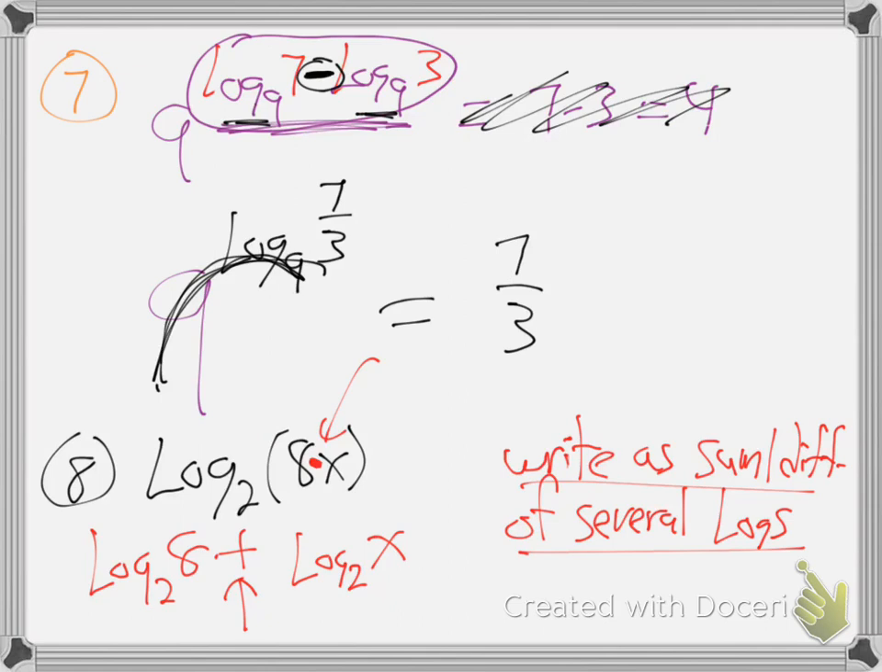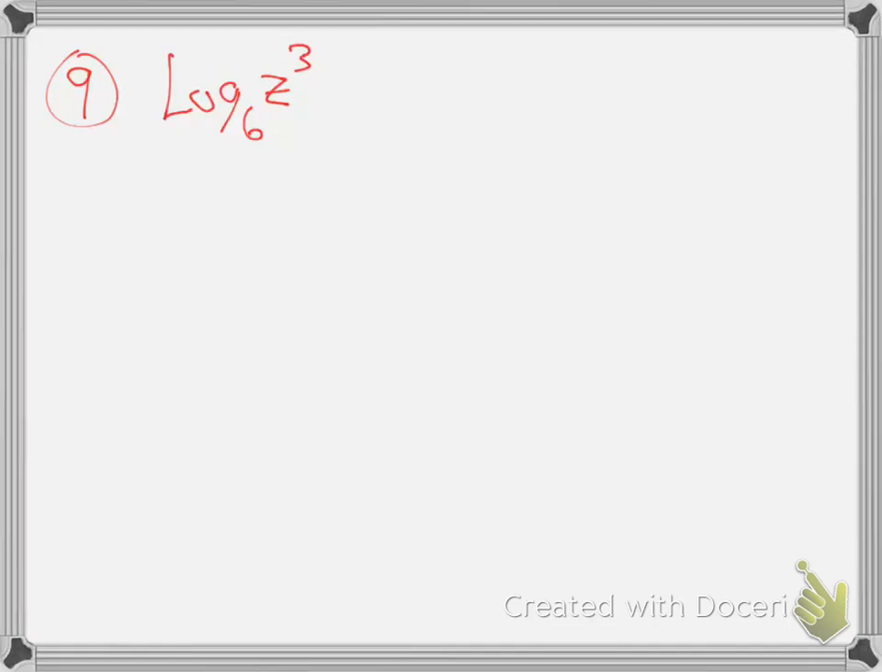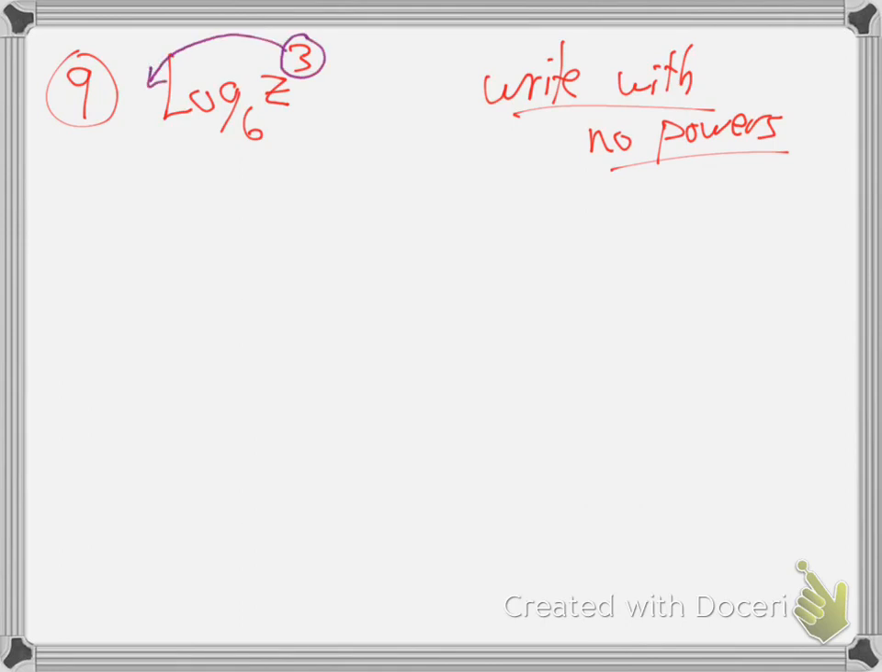Let's go forward. Okay, so what it's going to say is write with no powers. It wants me to get rid of the powers. So which log property am I going to use? The third one, that says powers can come down to the front. So you grab that power, bring it down to the front. Done. All right, let's go on to number 10.